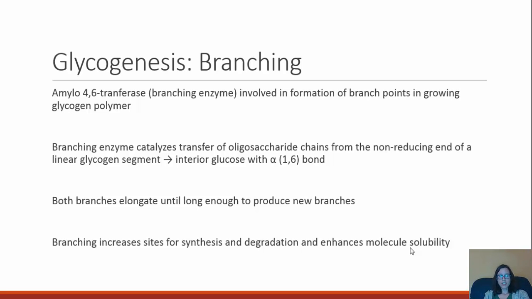Then, once this branch is added on, both branches can elongate with glycogen synthase until they're long enough to produce new branches. Now, as I said, branching increases sites for synthesis and degradation in order to enhance molecule solubility and our access to glucose when we need it.